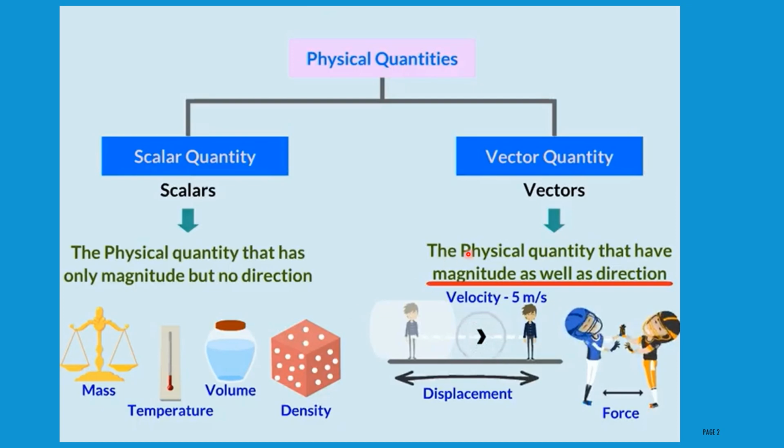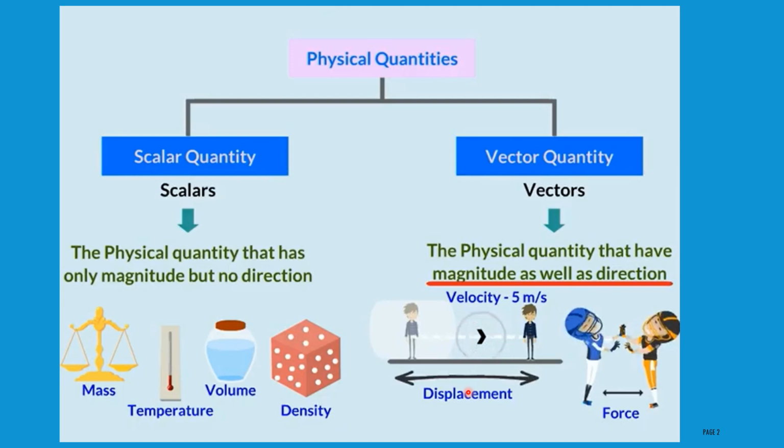Then what is meant by a vector? The physical quantity that has magnitude as well as a direction. They will give numerical values, and they will show direction also. Here consider the boy is moving. The change in position of the boy from one place to another place is given by displacement.